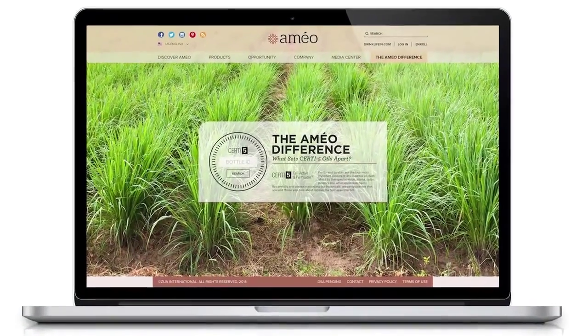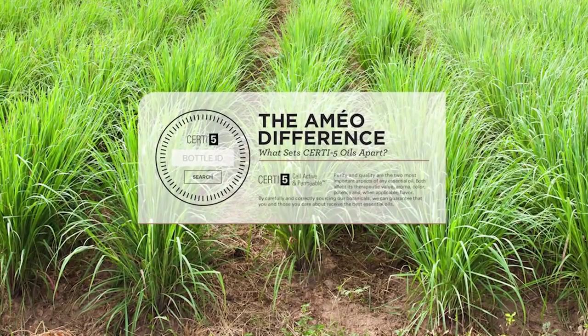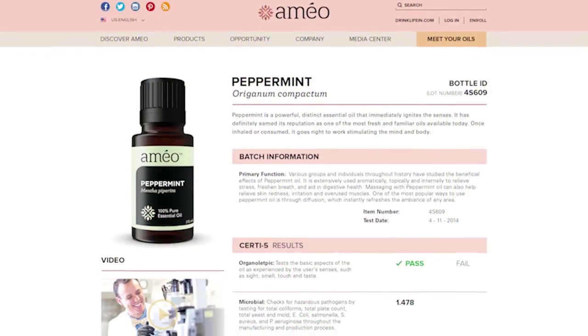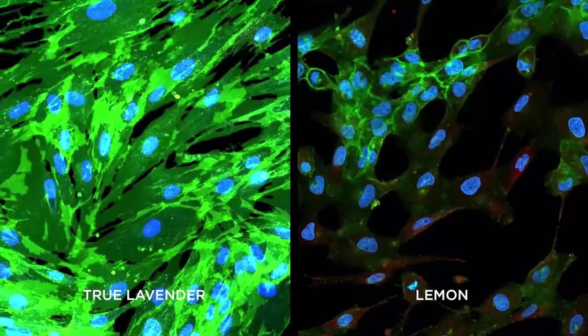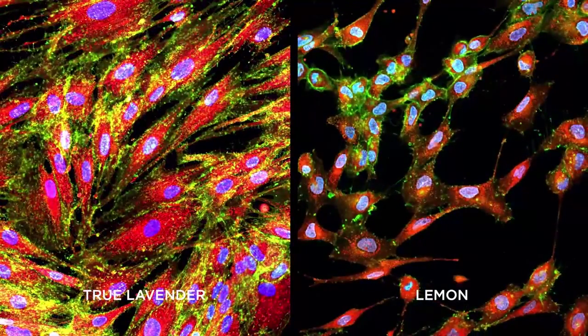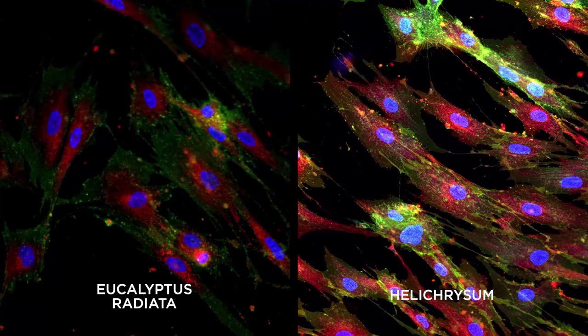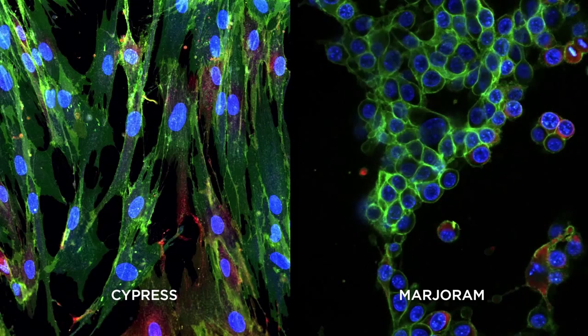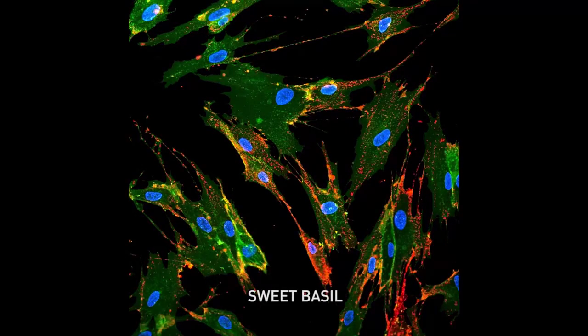This is something that you yourself can see by going to the Ameo difference and entering in the lot codes, and you can see how each of these different essential oils have unique properties of how they interact with the cells. And this data is actually utilized into creating our essential oil blends, that we are able to identify and create blends that have complementary ways of penetrating the cell and being able to influence all the different subcellular components, the nucleus, the cell membranes, the endocytic vesicles, the lysosomes, etc., creating a cell complete blend.